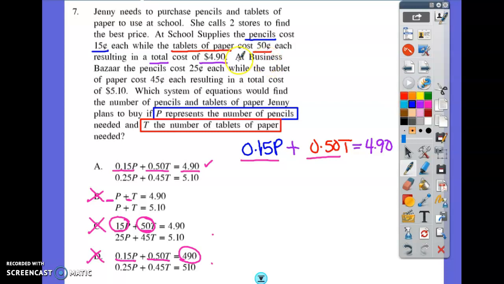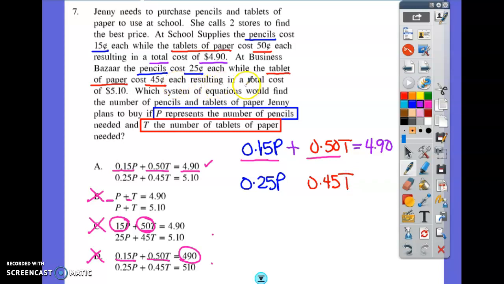At the next store, it says at Business Bazaar, that's the name of the other store, pencils cost 25 cents each. So this is how you write 25 cents, and it says pencils, so it has to have the P. While the tablet of paper costs 45 cents. So this is how you write 45 cents.